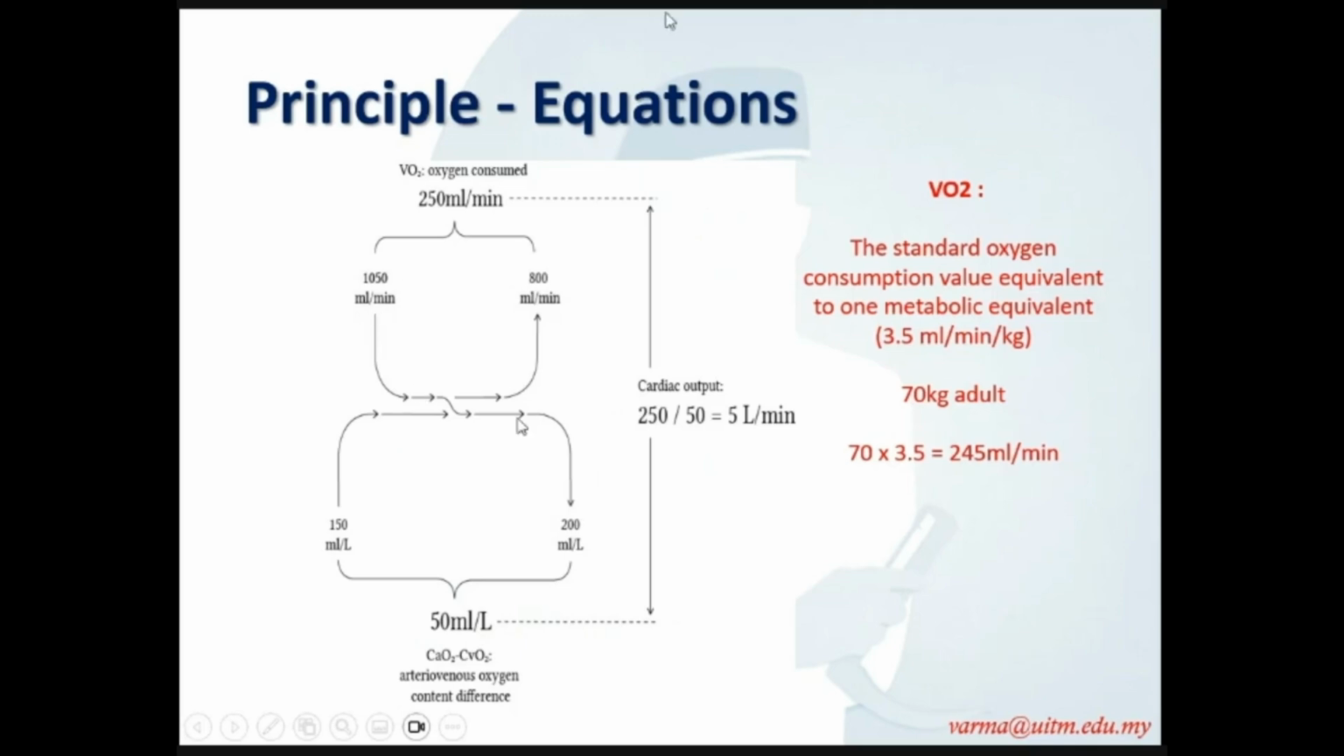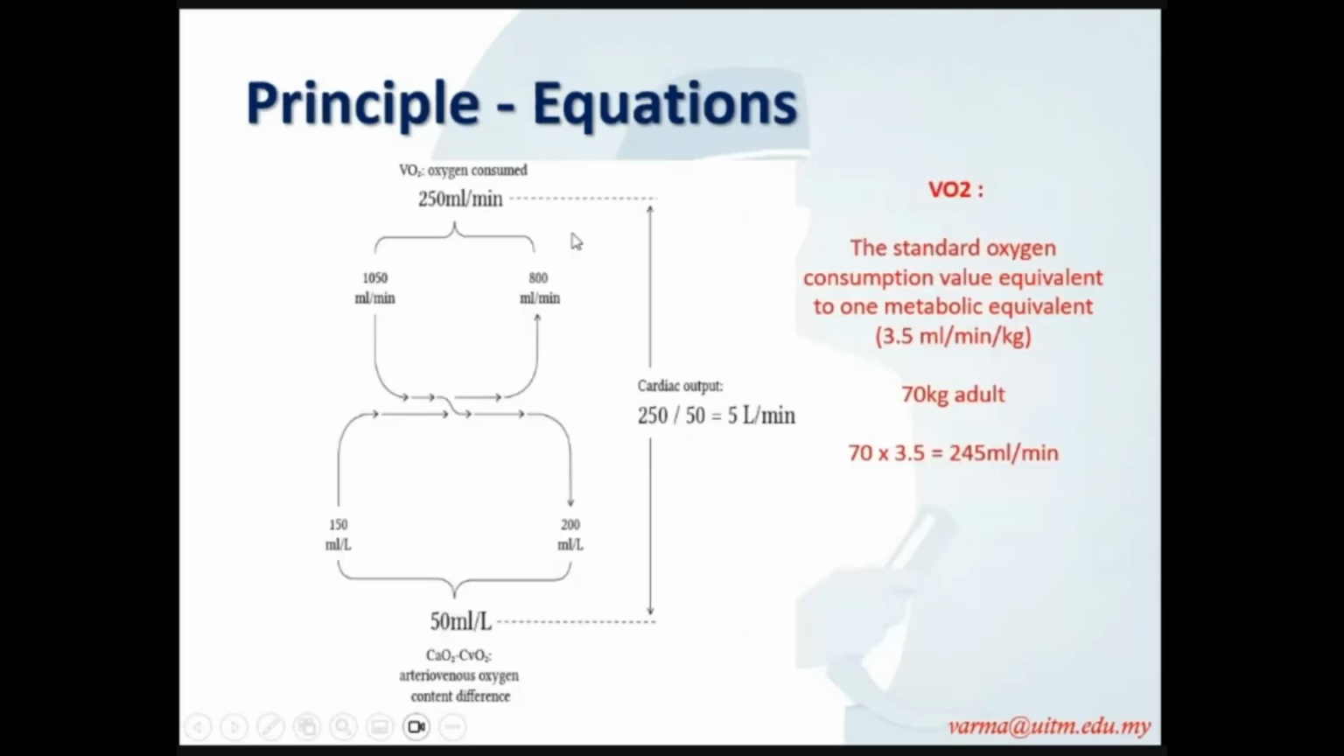It goes into systemic circulation where it's being used up. Then it comes back, you measure, and only 800 ml is left, meaning 250 ml has been used up. Whereas your arteriovenous oxygen content difference is 50 ml. So 250 divided by 50 is 5 liters per minute. This is just the overview. We'll go to the equation now.